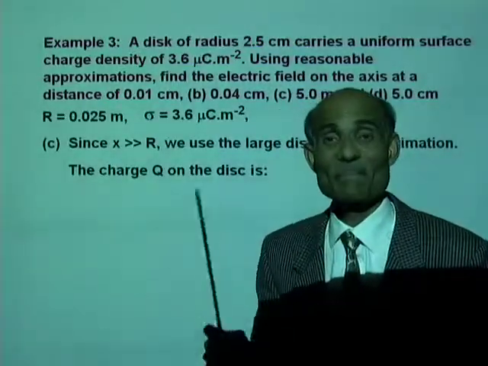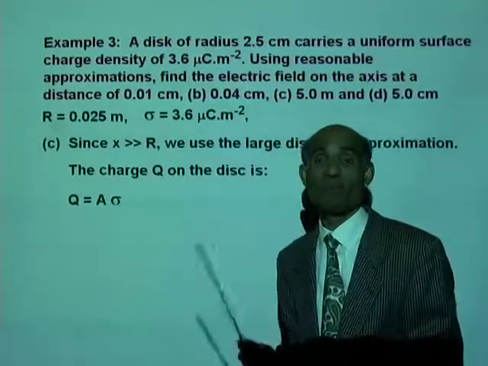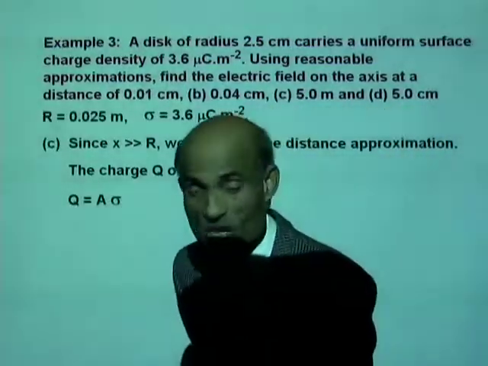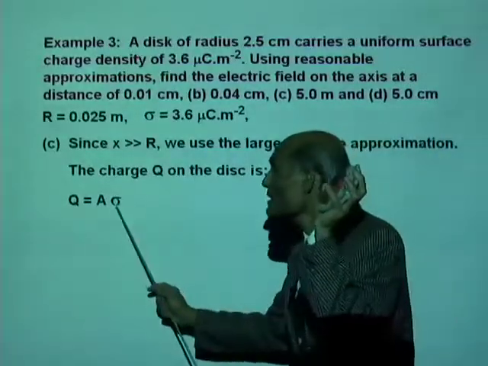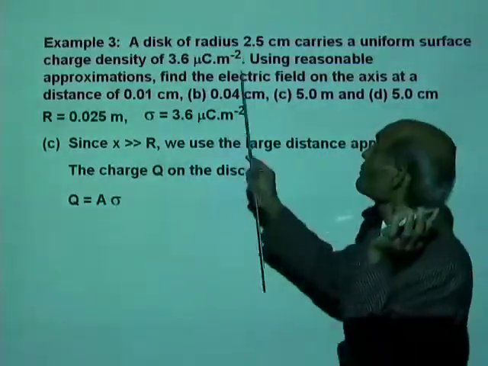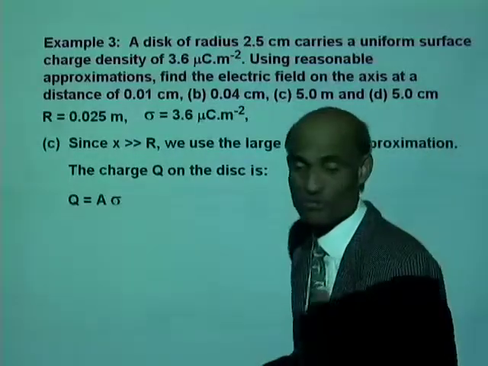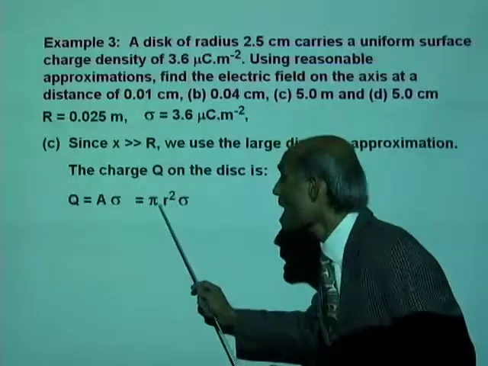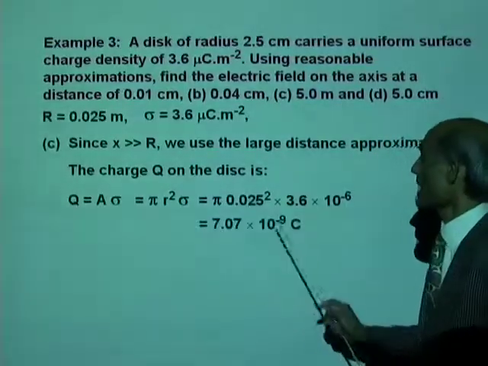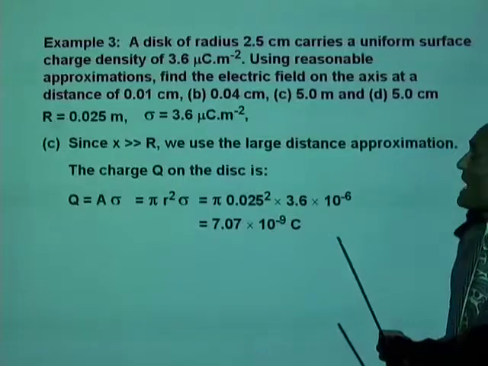What is that? It's kQ over r squared. We are only given sigma, we are not given the whole charge on the disk. So what is the total charge on the disk? If you know sigma, then Q equal to A sigma. Do we know the area of the disk? Well, if you know the radius, then we know its area. What is the area? Pi r squared. So Q equal to pi r squared sigma, and the charge carried by the disk is 7.07 times 10 to the negative 9 coulombs.